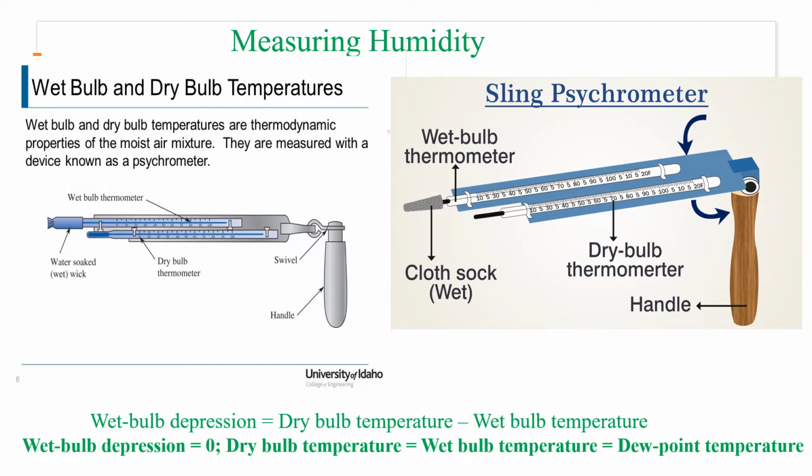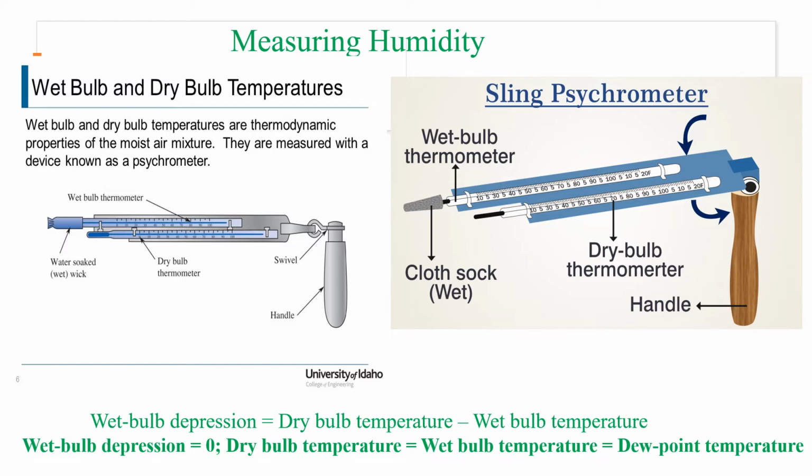While the other thermometer is kept dry, both thermometers are ventilated for a few minutes, either by being whirled in a sling psychrometer or by having air drawn past them with an electric fan. That is called an aspirated psychrometer. Water vapor evaporates from the wick and the thermometer cools. The drier the air, the greater the amount of evaporation and cooling.